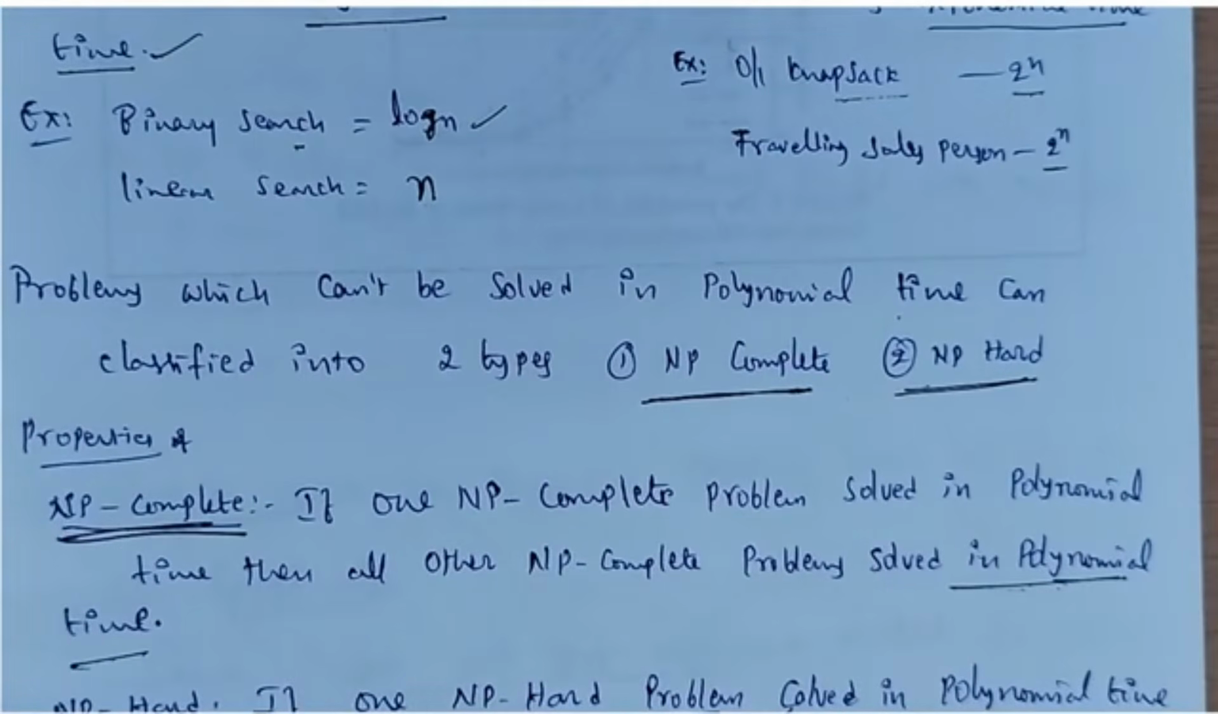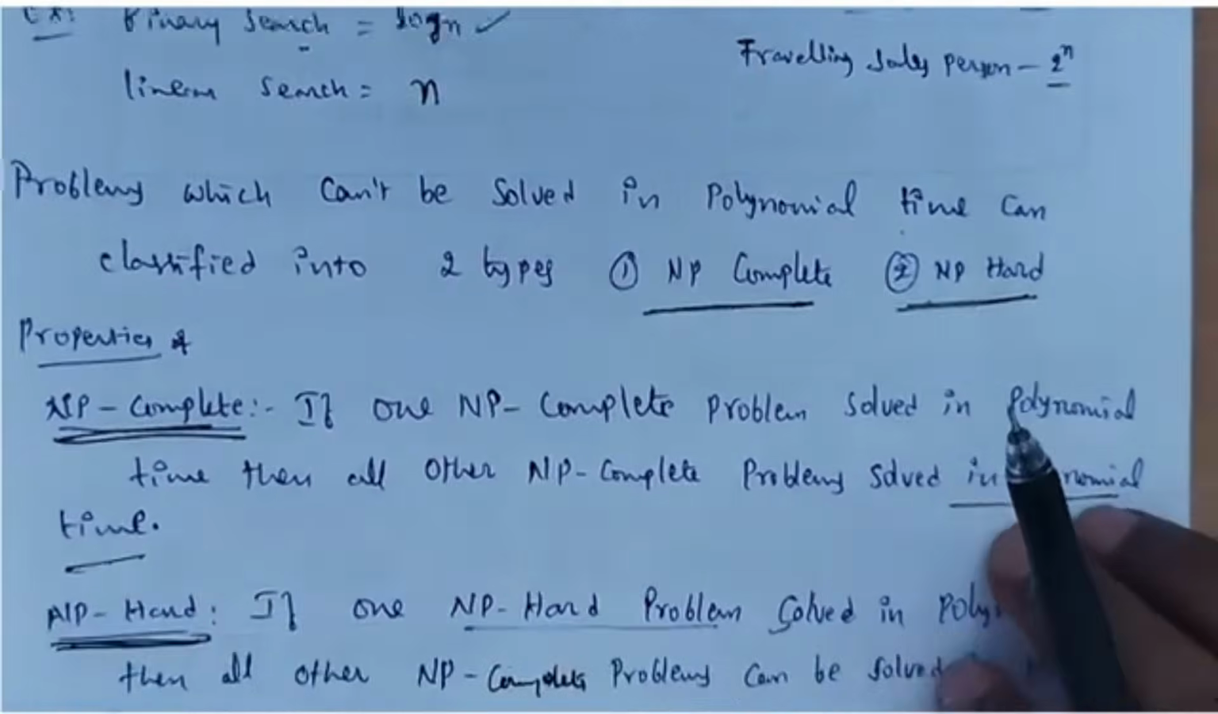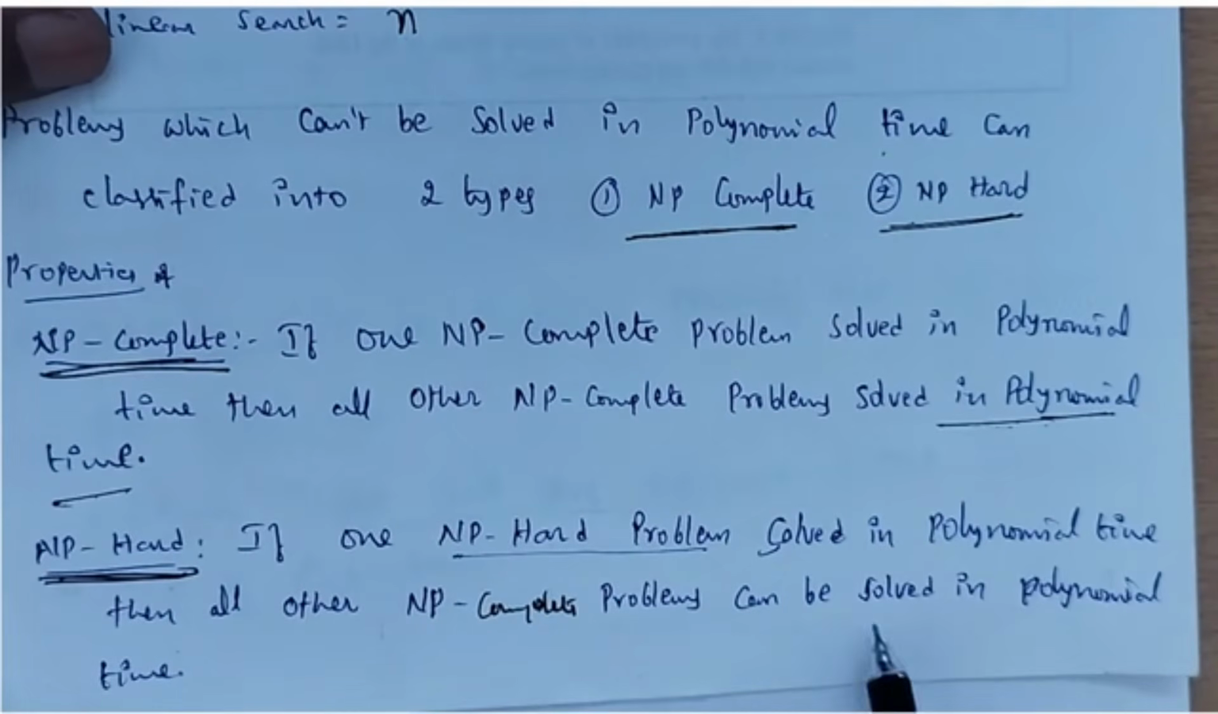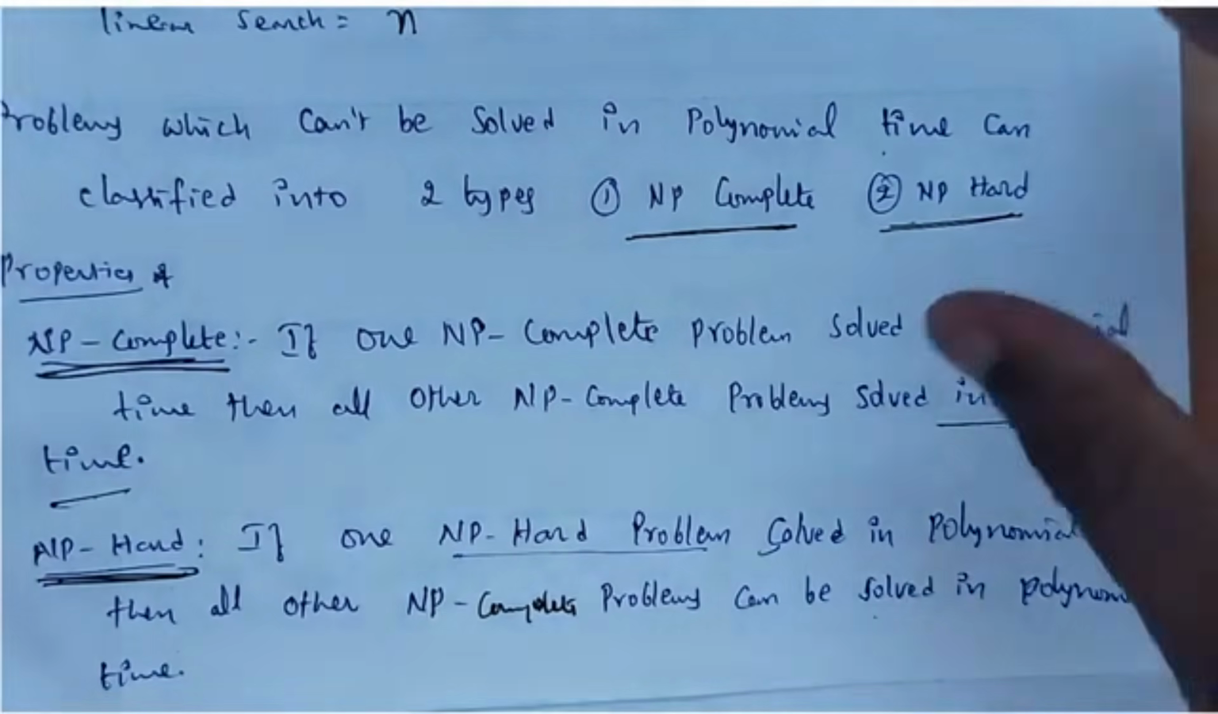What is the second one? NP hard. What do we mean by NP hard? If one NP hard problem is solved in polynomial time, then all other NP problems can be solved in polynomial time. This is about NP hard and NP complete.